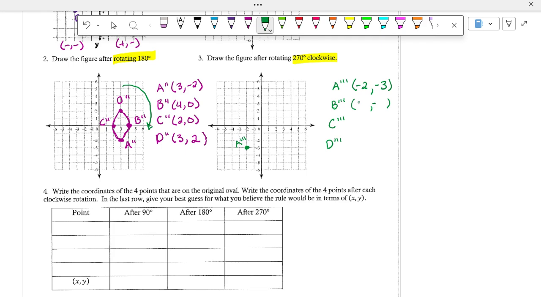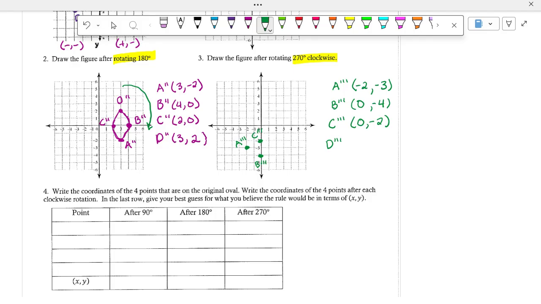Negative. And we know we're going to have a 0 here. And then we switch x and y, so the 4 will be there. Same thing for C, since it's on the y-axis, we flip it, and it'll be on the bottom, so that 2 is negative. So there's C triple prime and B triple prime.